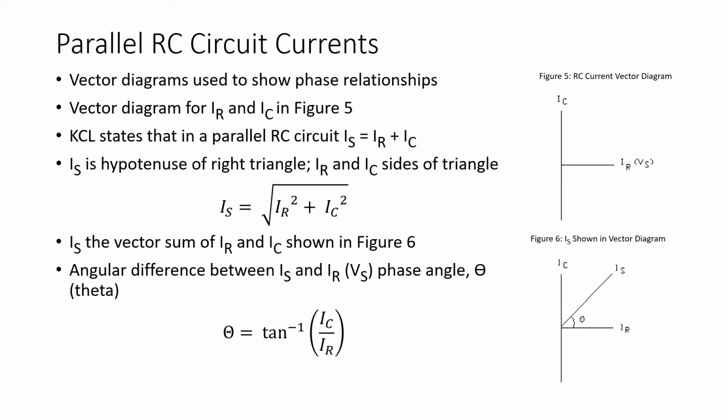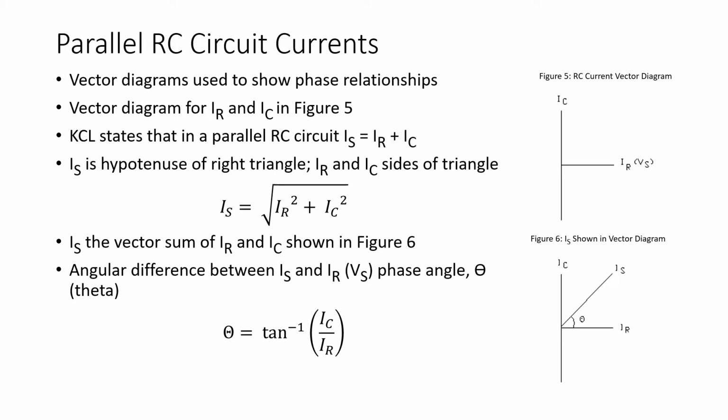Now, Kirchhoff's current law states that in the circuit of Figure 1, I source equals IR plus IC. But IR and IC do not happen at the same time, so they cannot be added directly. They must be added as vector quantities. So mathematically, I source equals the square root of IR squared plus IC squared. I source is the hypotenuse of a right triangle with the two sides of the triangle being IR and IC, as illustrated in Figure 6.